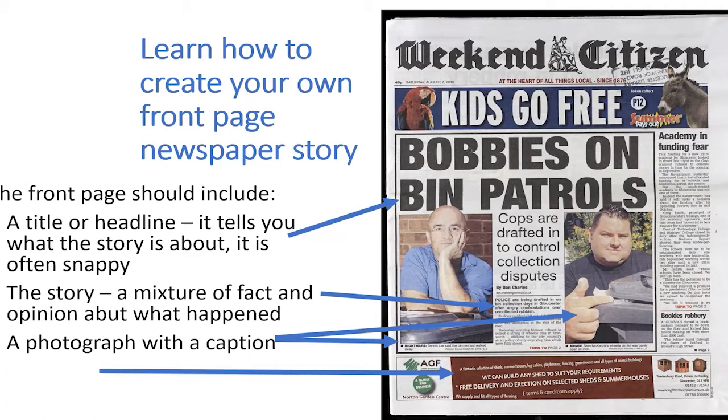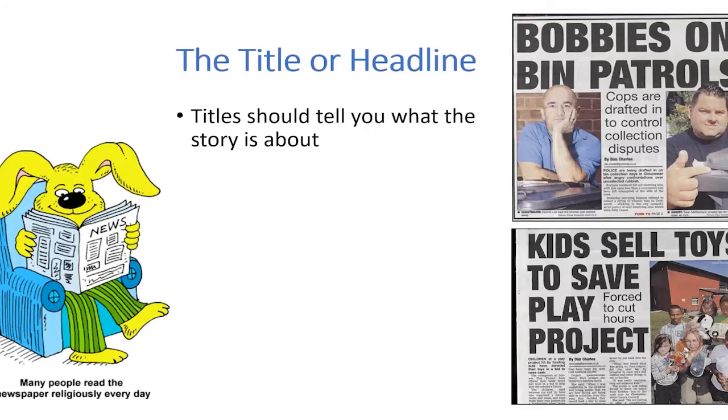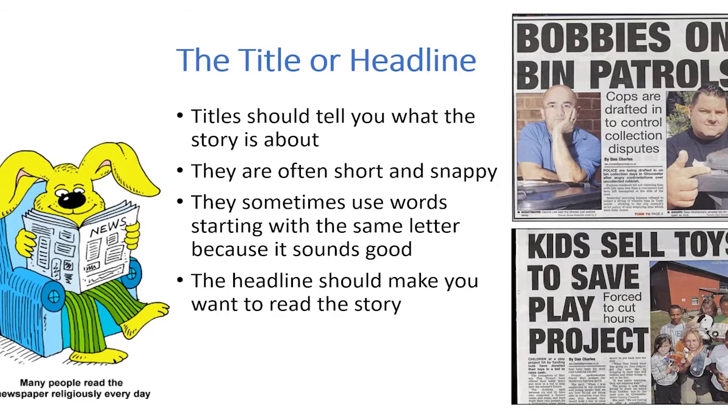We also like there to be a photograph with a caption. And there are always adverts within newspapers. So let's break some of these down a little bit. The title or headline should tell you what the story is about. As I said, it's often short and snappy. They sometimes use words that start with the same letter because it sounds good. For example, you can see the headline there, Bobby's on bin patrols, and it comes out really nicely. The headline should make you want to read the story.